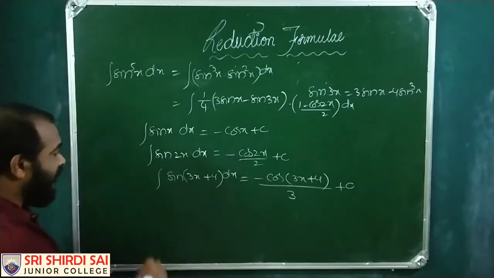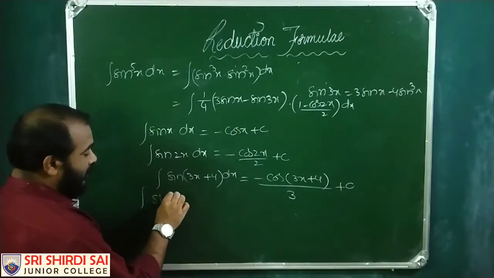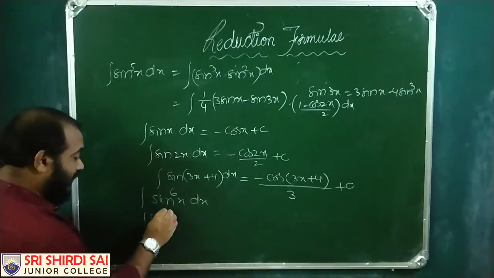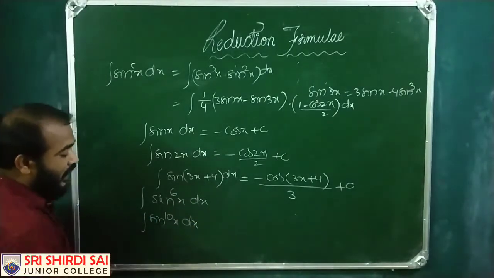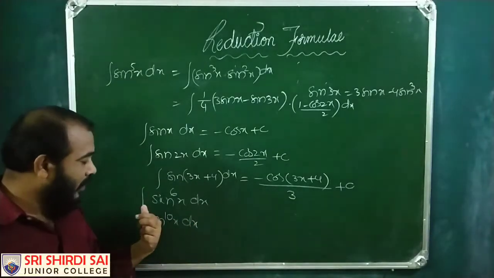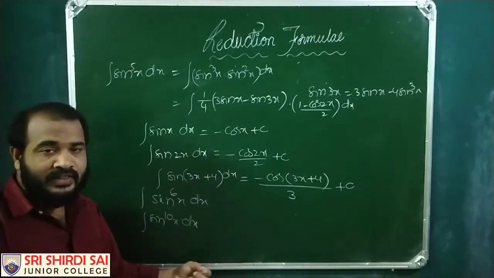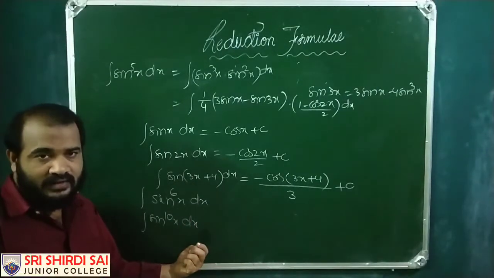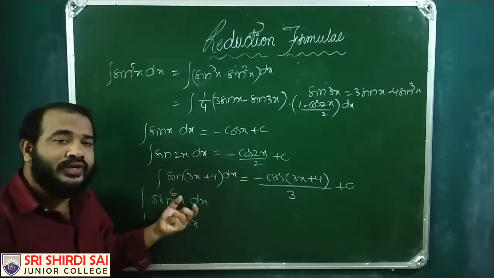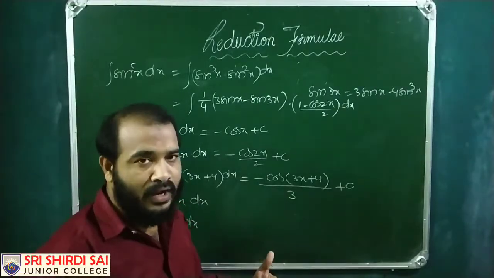But whenever powers come, integral sine power 6x dx, integral sine power 10x dx, as the power increases, we are unable to evaluate with the available multiple angles formulae. Therefore, as the power increases, the complication also increases. Therefore, there is a necessity of a reduction formula.